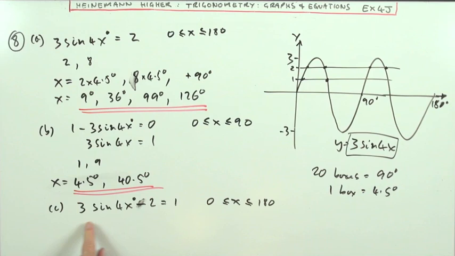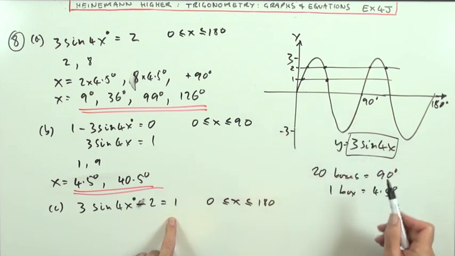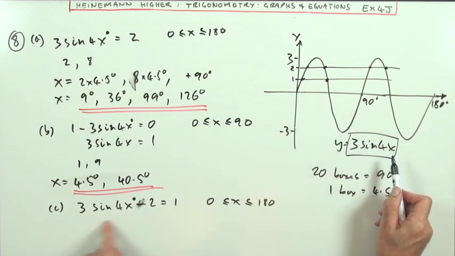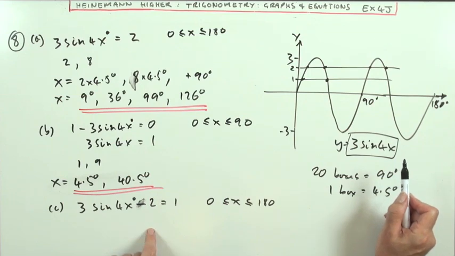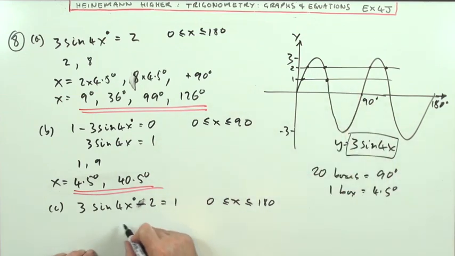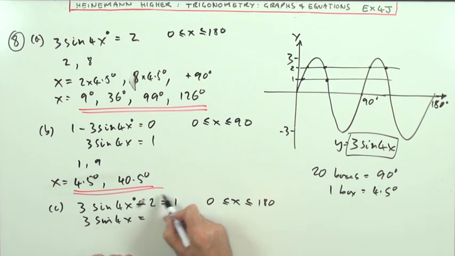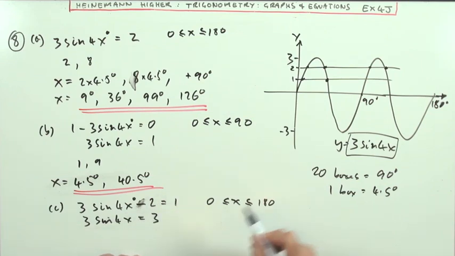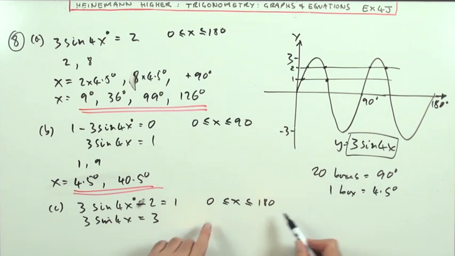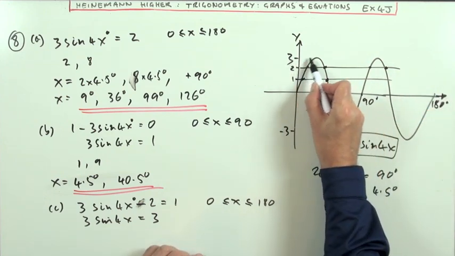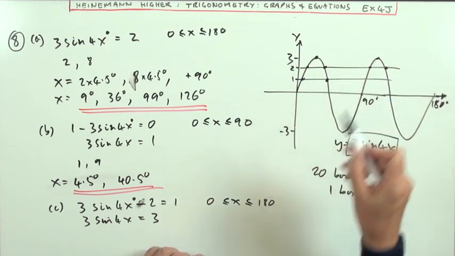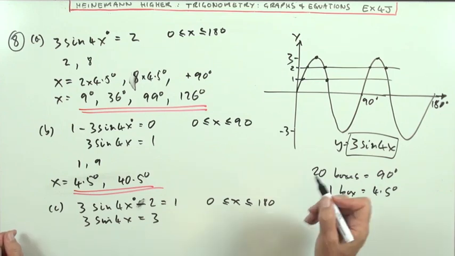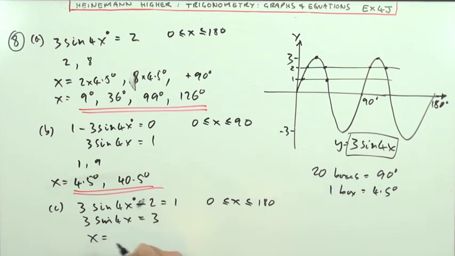So here for C. Now that's all jumbled up. That's the graph for 3 sine 4x. I'll need to rearrange this to read 3 sine 4x equals, so I can see what number to look for. So that would be 3 sine 4x equals, take that 2 across and add it, equals 3. Well, that's just the tops then. I want it all the way across. So at 3, I'm only hitting it there and there. In fact, I don't need to read the graph for that because I can see where the answers are.